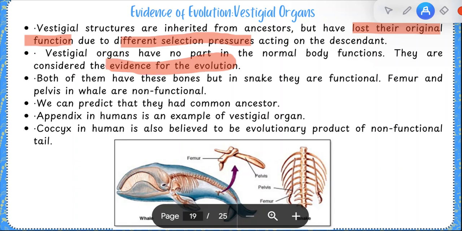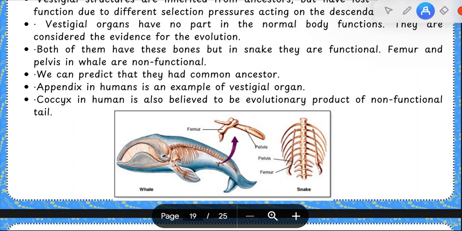Both of them have these bones, but in snakes they are functional. Now here, an example has been given of the snake and the whale, where both of them have the femur and the pelvis. But in snakes they are functional, and in whales they are non-functional. So we can predict that they had a common ancestor.